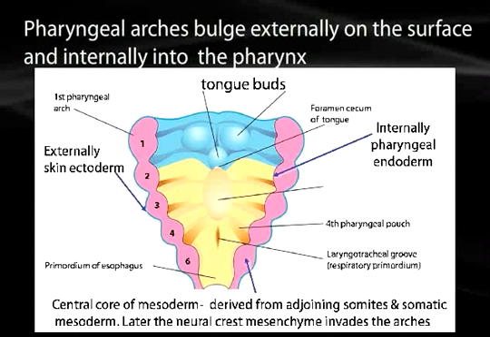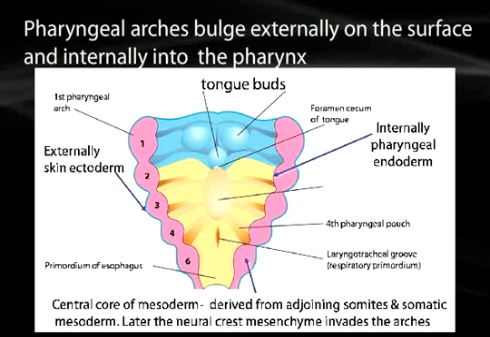Here we can see the tongue buds that are going to be forming on the inside of this arch structure, and then you can see the foramen cecum where the thyroid gland is going to migrate down from. The first arch is going to have two components to it, the mandibular and the maxillary component, and then the other arches, except for 5, will progress down from that.